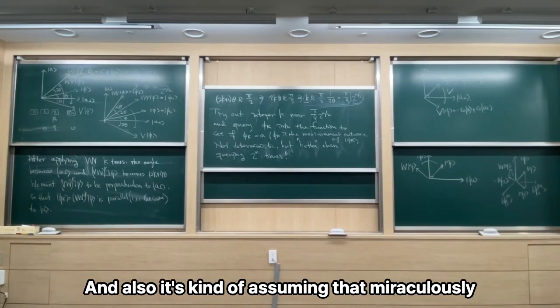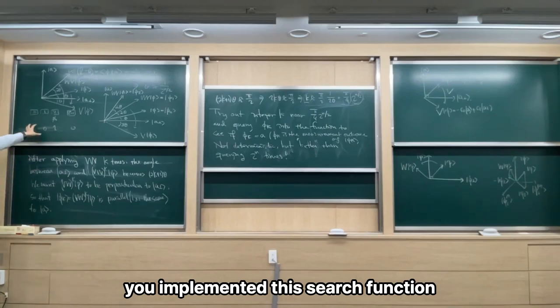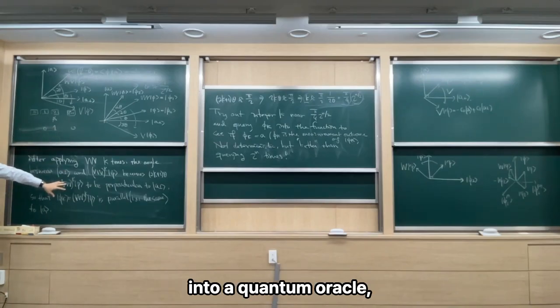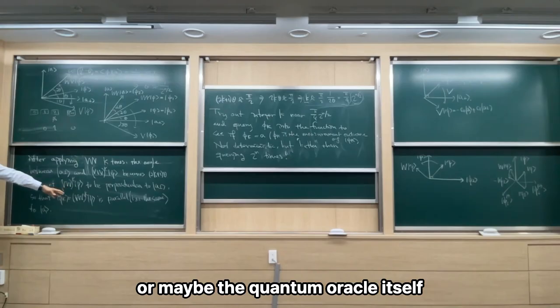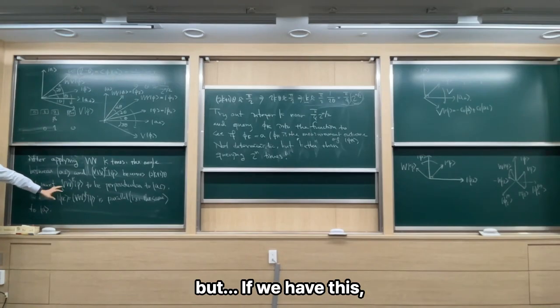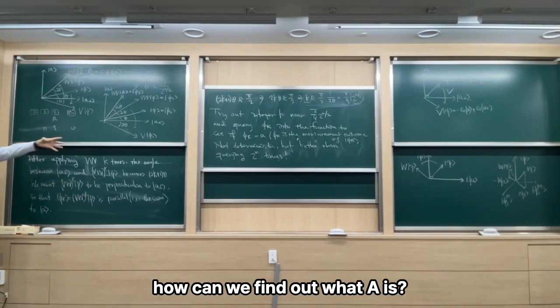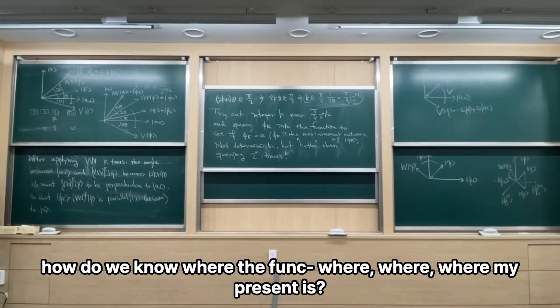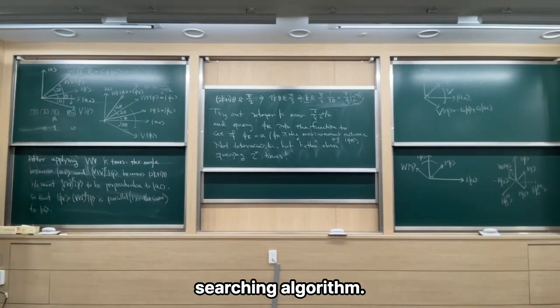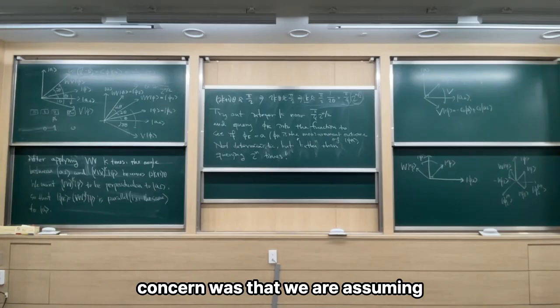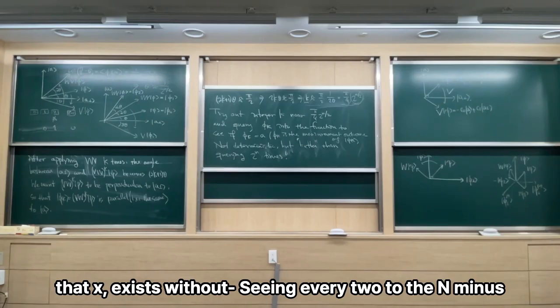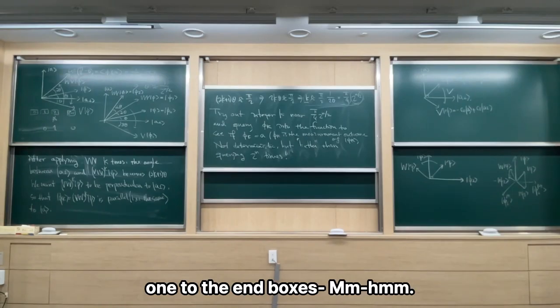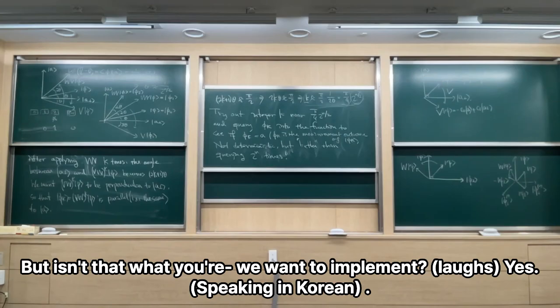And also, it's kind of assuming that miraculously you implemented this search function into a quantum oracle. Or maybe the quantum oracle itself is a searching function. We don't know. But if we have this, how can we find out what A is? Without searching all possible cases, how do we know where my present is? That's why it's called a searching problem, searching algorithm. Concern was to think that we are assuming that x exists without seeing every 2 to the n minus 1 and 2 to the n boxes at all. But isn't that what we want to implement?